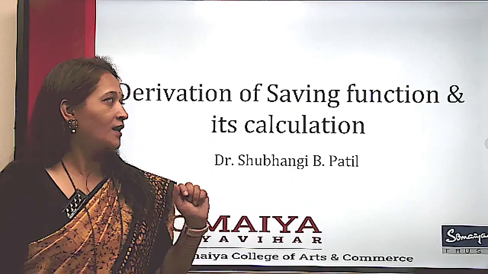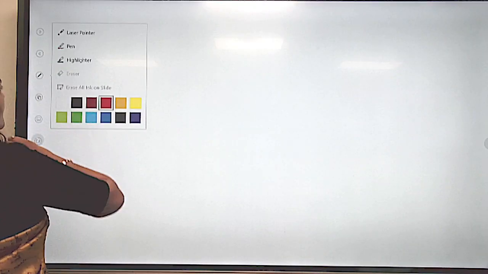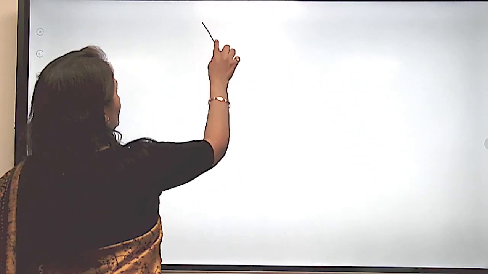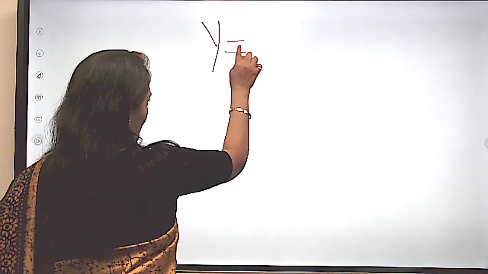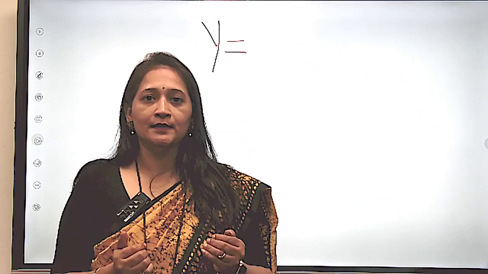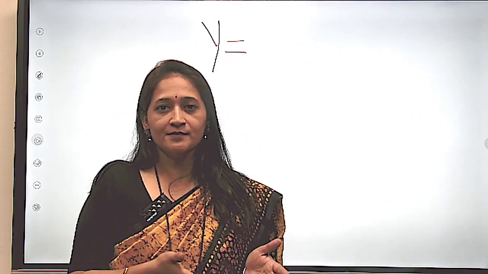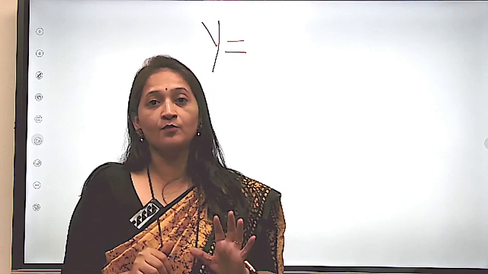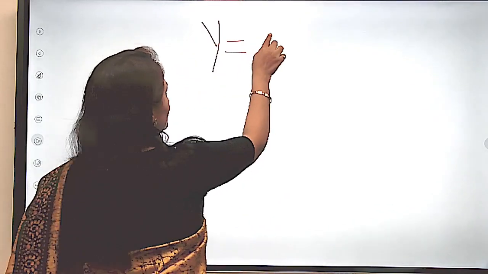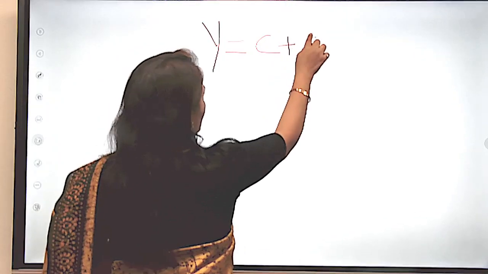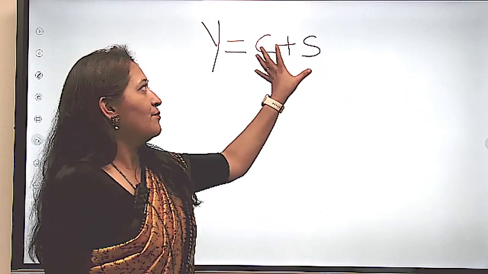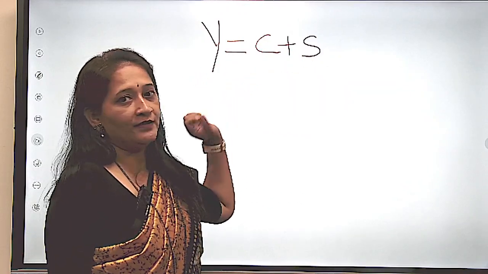We'll also do some calculations on it. As you all know very well, the income of the country that we earn is divided into two parts. Some part of the income we consume and the remaining part of the income we save. So Y is equal to C plus S. That is, consumption plus saving makes up the total income of the country.